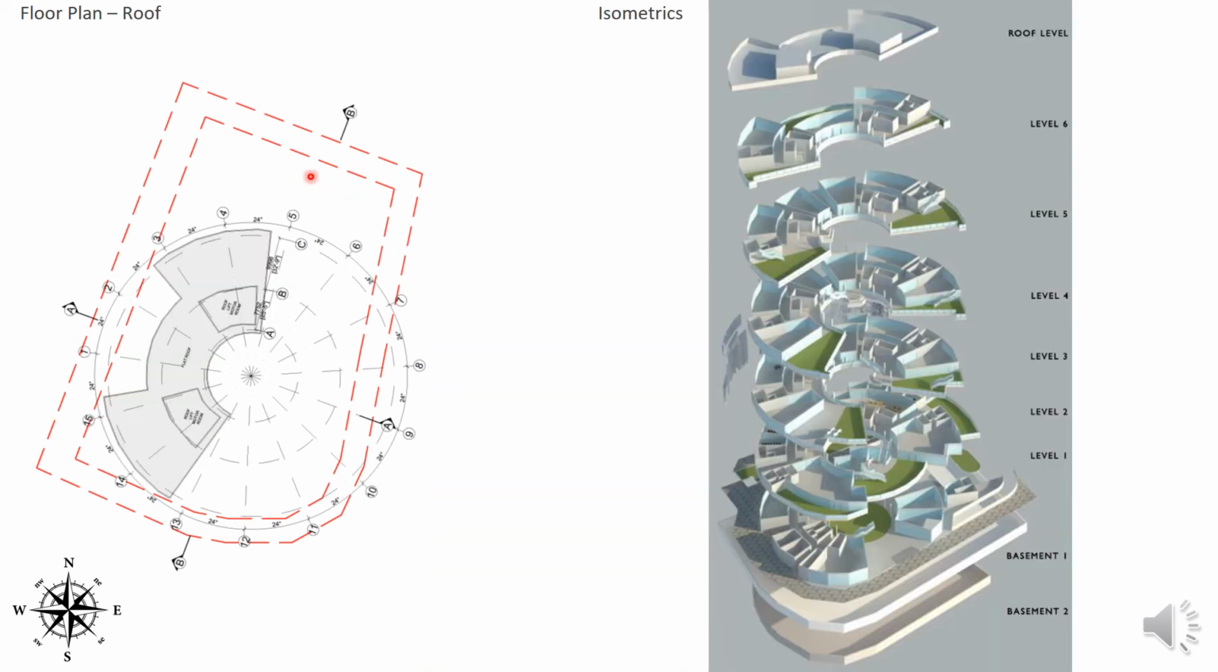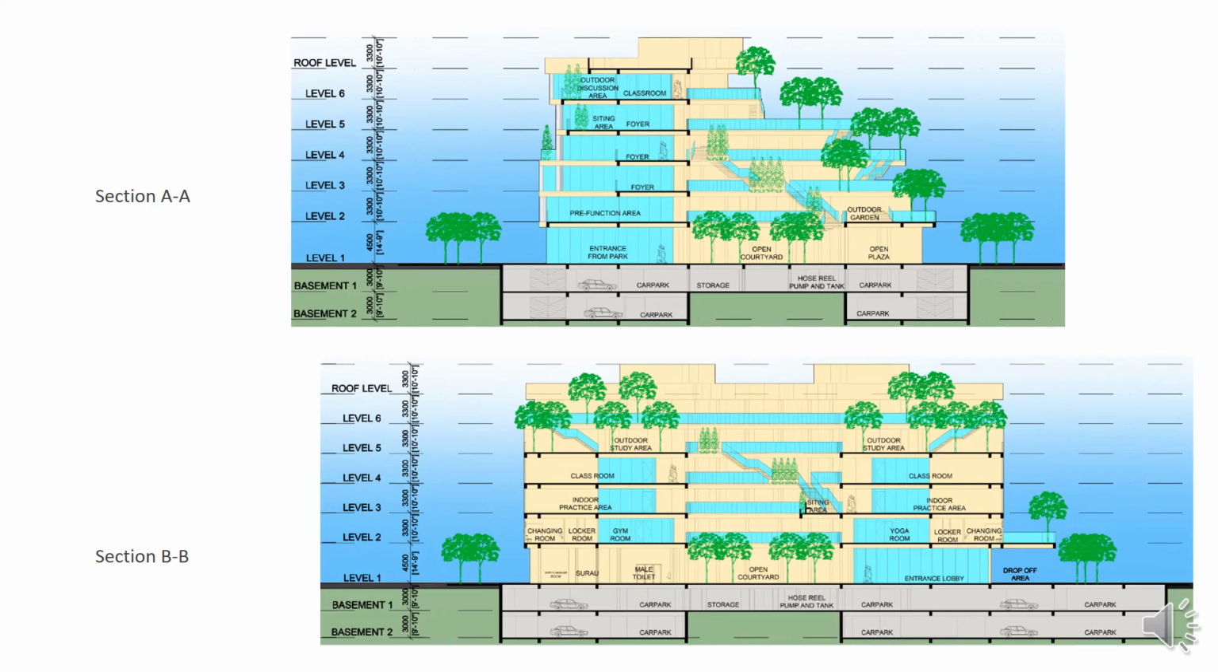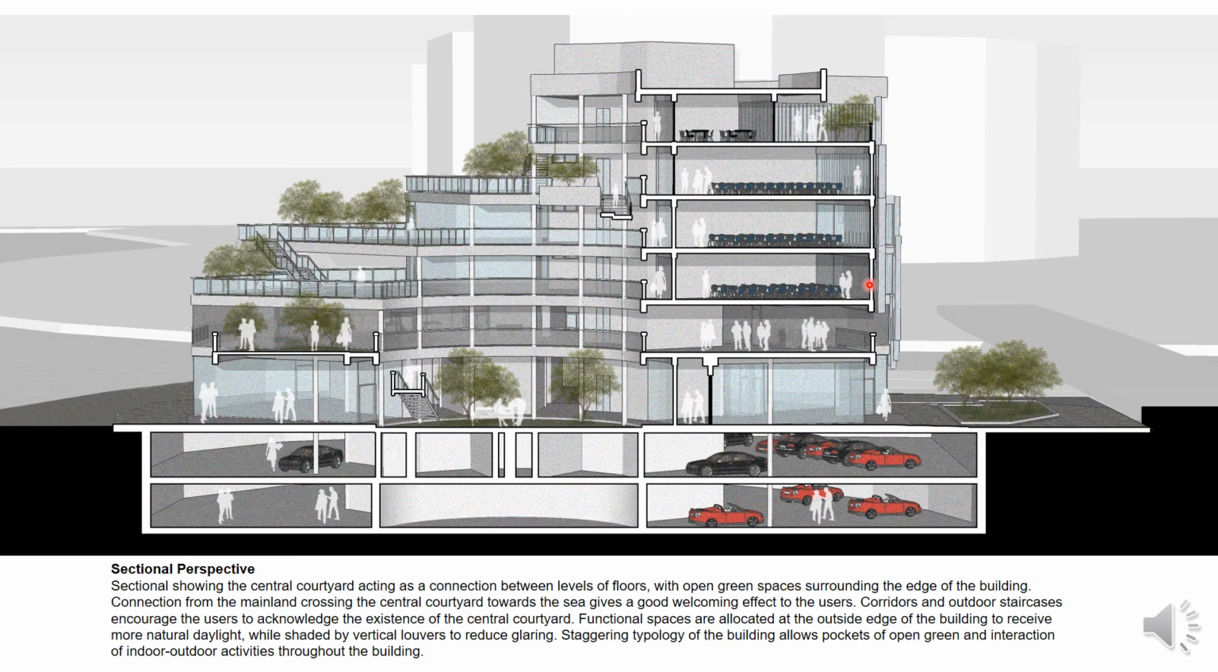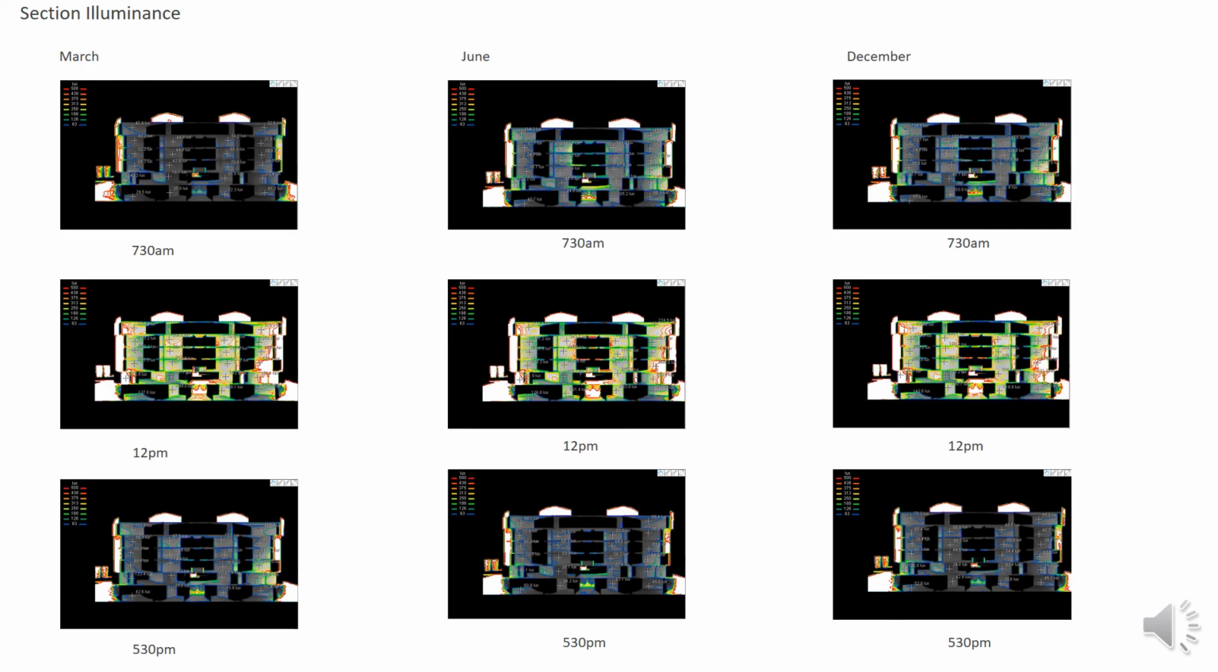Then okay, there is a roof and the isometric. In the isometric, you can see some of the building envelope. So here is my section A and B. So here is my section perspective. So for my Velux illuminance simulation of the section, I will do it for March, June, and December, from 7:30 a.m. to 5:30 p.m. So this is the result.